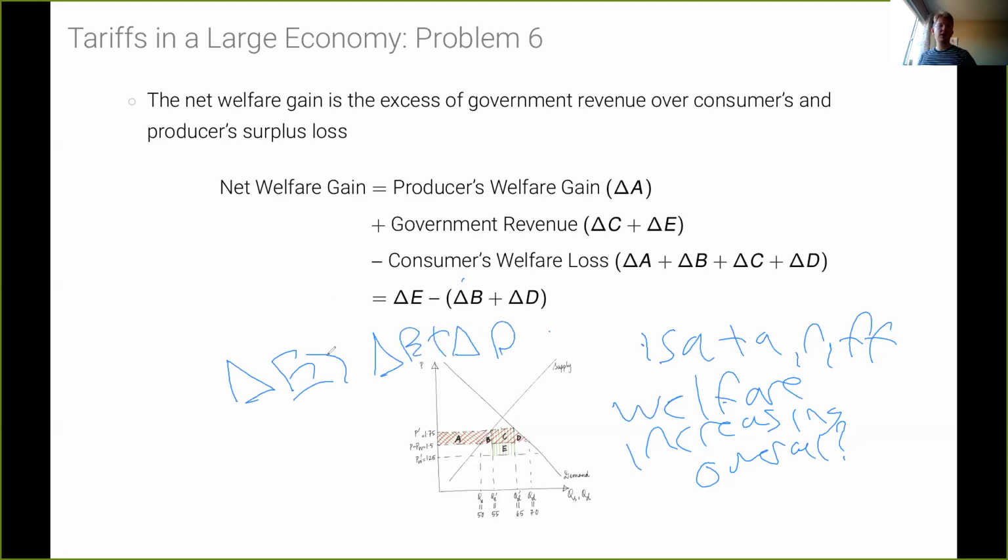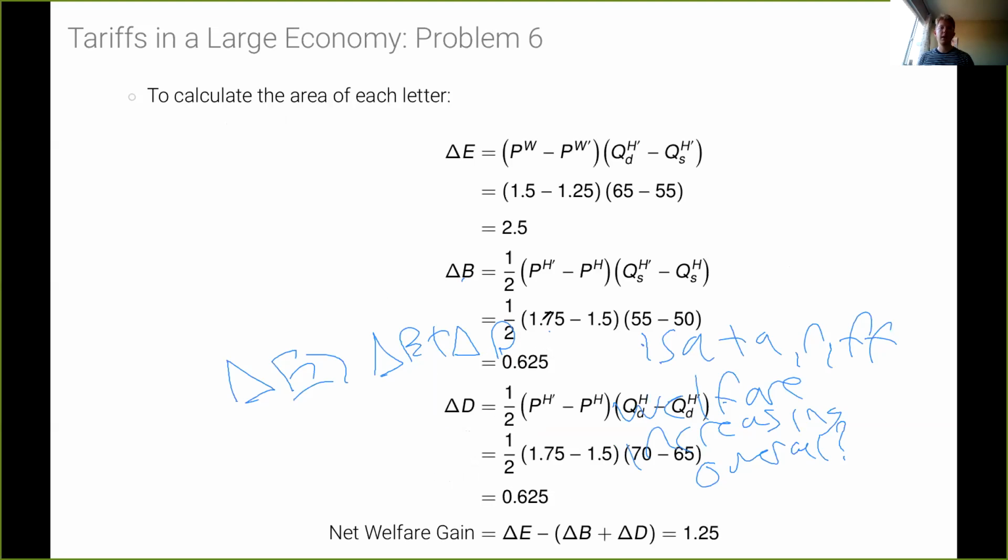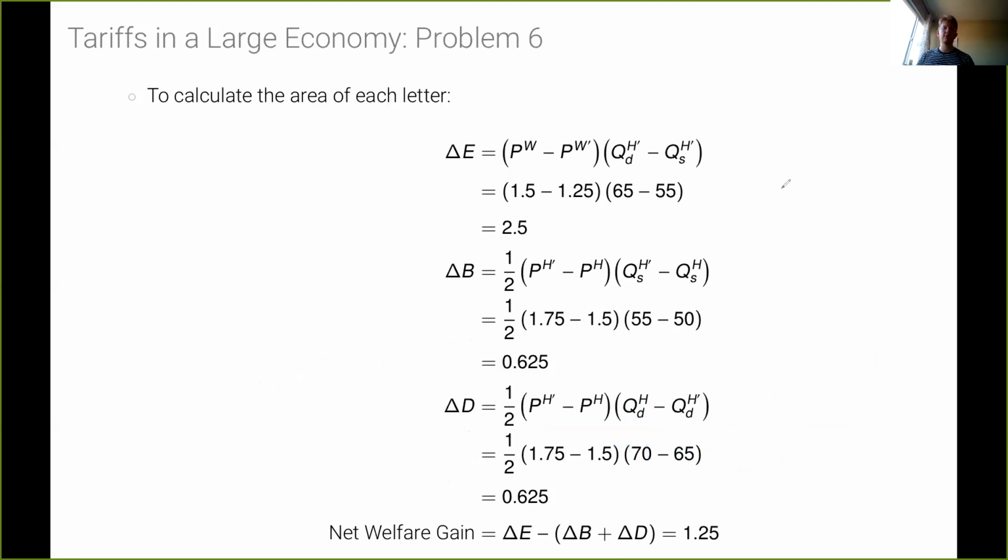If E is larger than the area of B and D, then our country actually has a net welfare gain. That is, if the increase in government revenue given by E is larger than the deadweight loss given by B and D, then this could be net welfare increasing. The only way to determine that here is to actually calculate each of those areas.